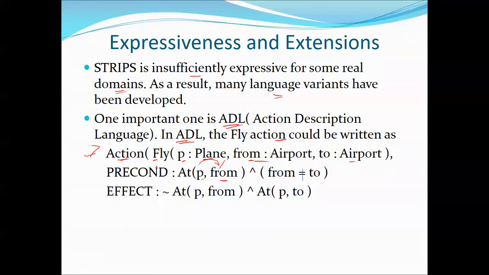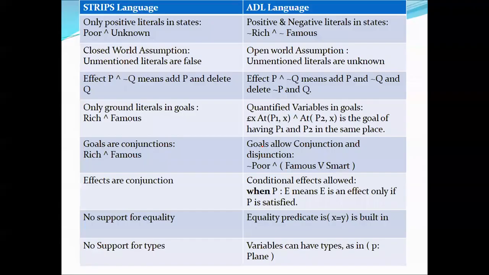And what is the effect? If this precondition is satisfied, then you can apply this action. If you apply this action, what is the effect? After applying this action, P will be at location to and P is not at location from. No more P is at location from, right? So this will be the effect. So this is how we represent it in ADL. Whereas in STRIPS, we represent it directly as Fly(P, from, to). So these are some of the differences between STRIPS and ADL.